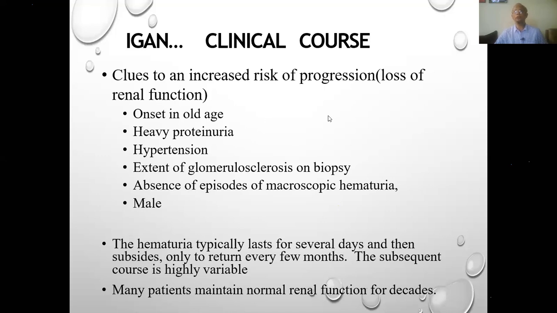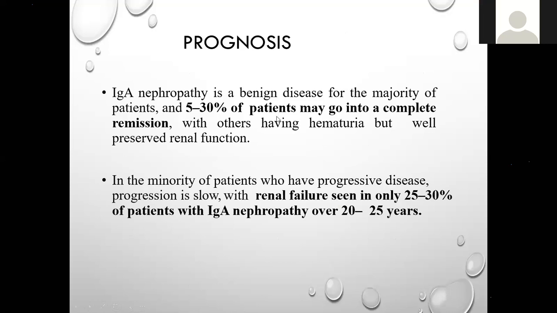So IgA nephropathy occurs in all age groups, and in children and young adults the prognosis is more or less good. But if the onset is in old age, there is heavy proteinuria at onset, the patient presents with hypertension, there is extensive glomerulosclerosis on biopsy, there is absence of episodes of macroscopic hematuria, and the patient is male, they usually run a chronic course. This is a very important note, so you have to be careful.